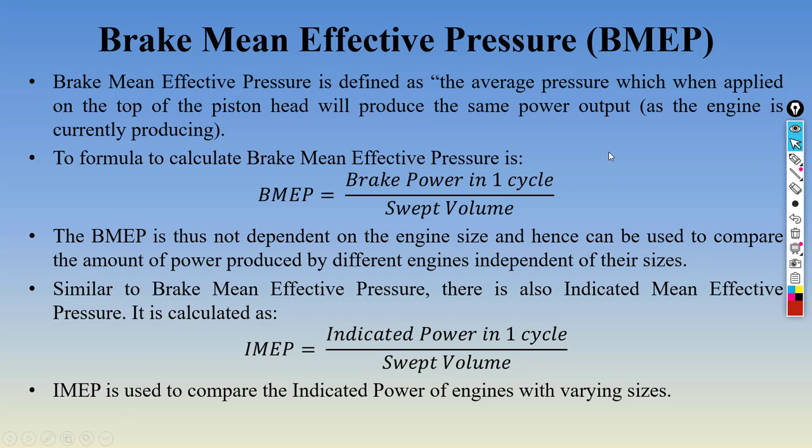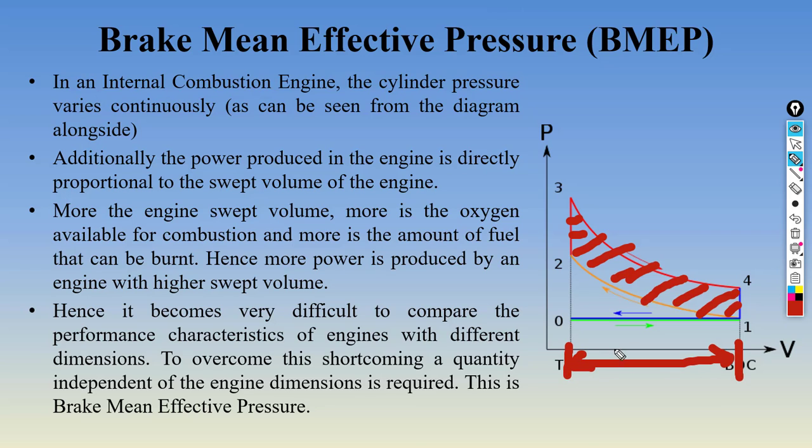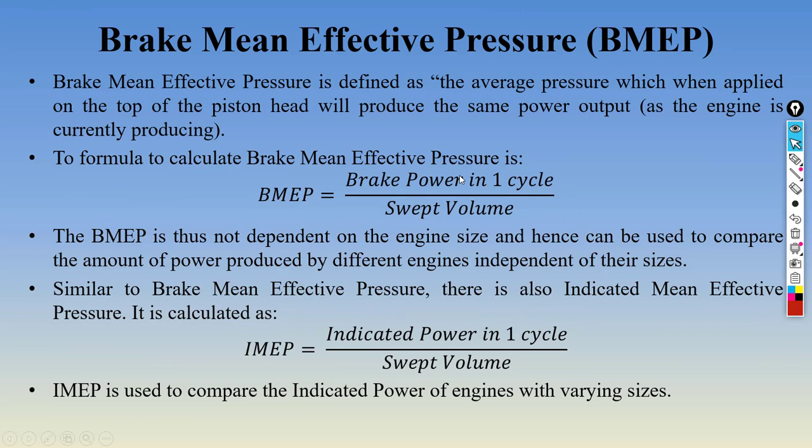So see over here, when we are calculating this area, what exactly are we calculating? This area is indicated power. Remember, this area is indicated power. When we calculate this area, we are calculating indicated power, and when we divide it by the swept volume, we get indicated mean effective pressure. Similar to this, we can also calculate brake mean effective pressure as brake power developed in one cycle divided by the swept volume.